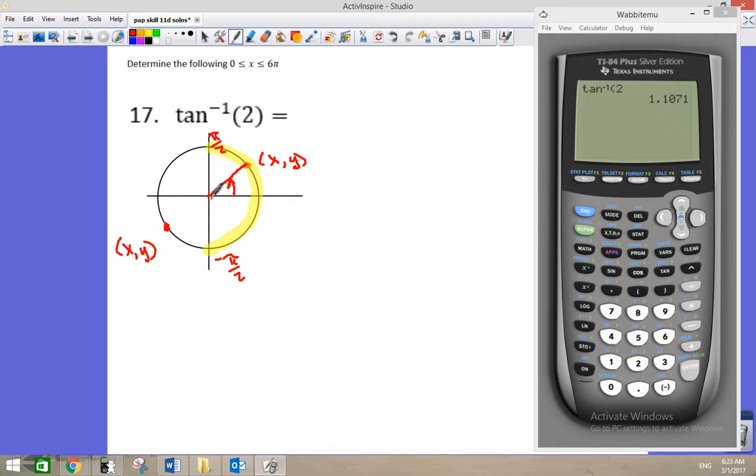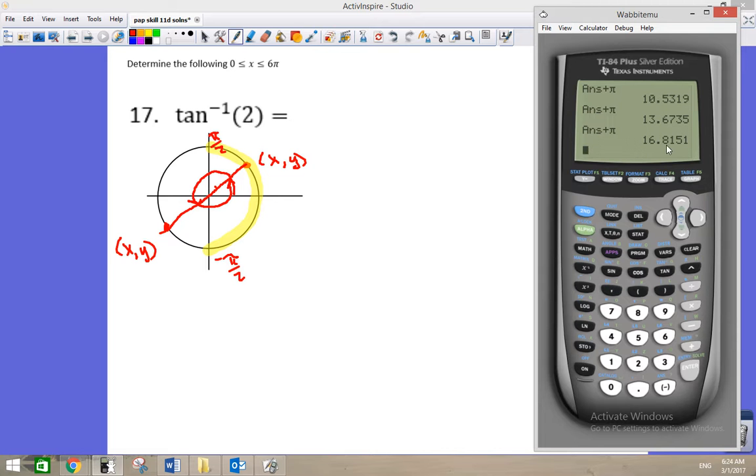And now if I just add pi, then I'll be at the next solution, and then if I add pi again, I'm back to that point. So all I have to do is continue to add pi to get these next 5 answers. So there's the second solution, there's the third solution, there's the fourth solution, the fifth solution, and the sixth solution.